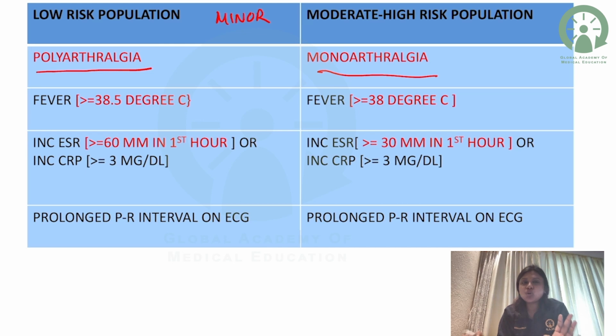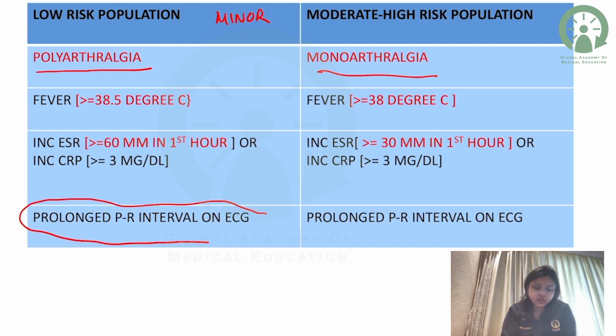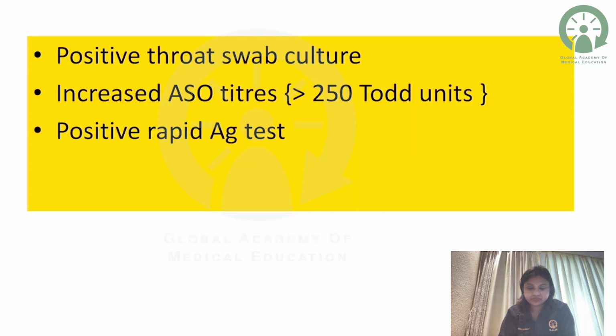And the last is prolonged PR interval in ECG. So what finding are you going to get in acute rheumatic fever in ECG? That is the prolonged PR interval. So two inflammatory markers, ESR and CRP, ECG changes, clinical factors, fever, and the joint involvement, all these belong to the minor criteria of acute rheumatic fever.